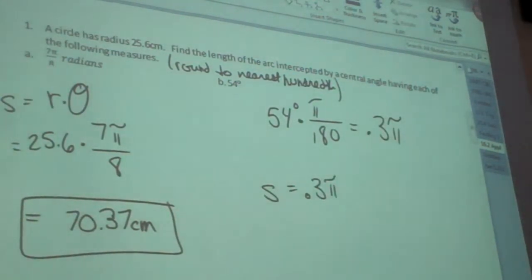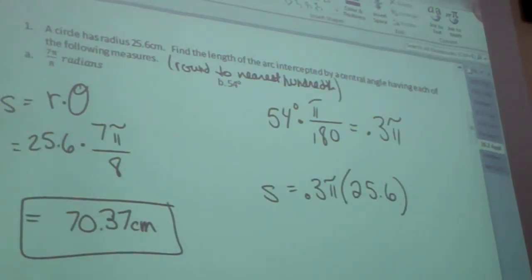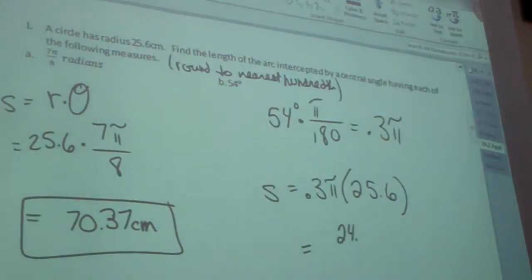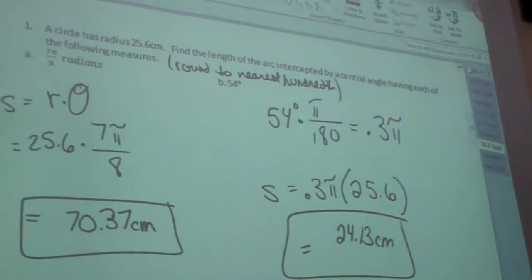Dylan, what's the question? Where did 0.3 pi come from? 54 over 180, that's 3/10. Alright, so then the pi over 180 is just converting the 54 to radians, right. Because when we use r times theta, it needs to be in radians. Alright, questions on that?